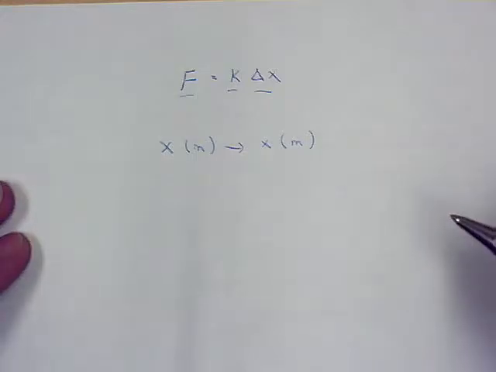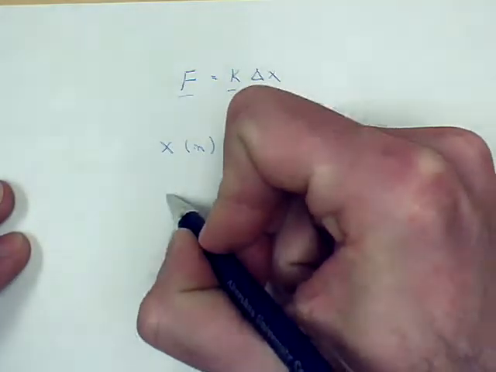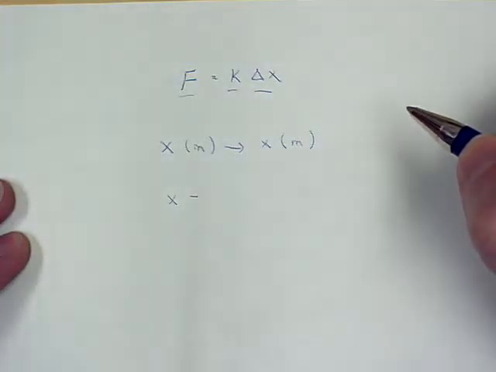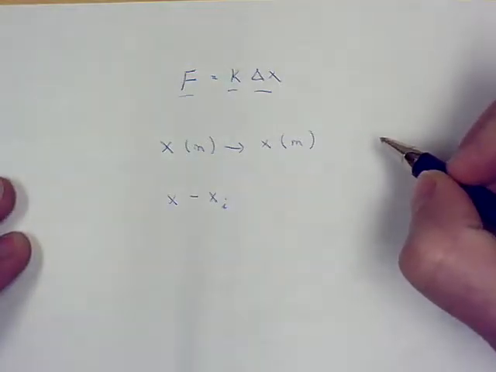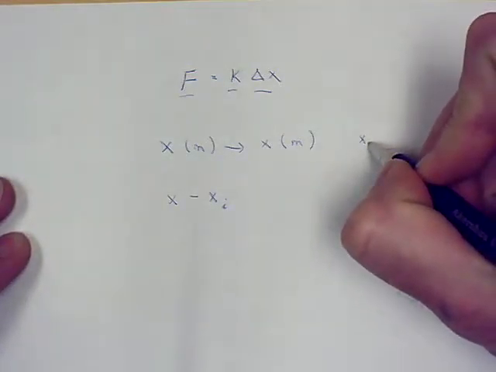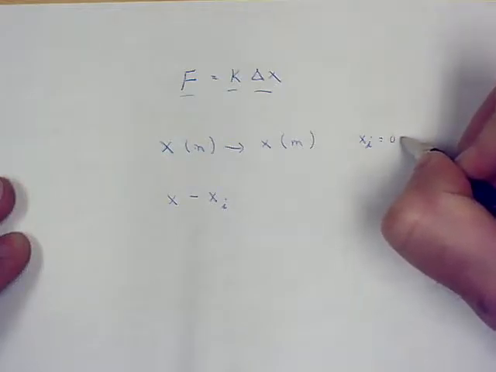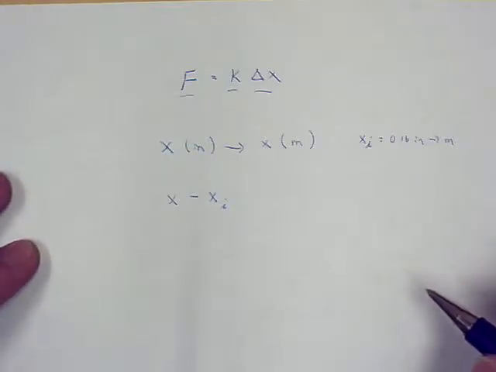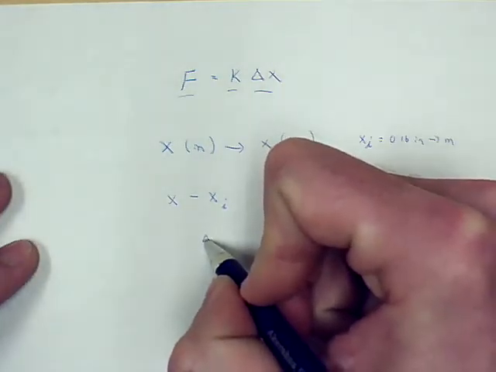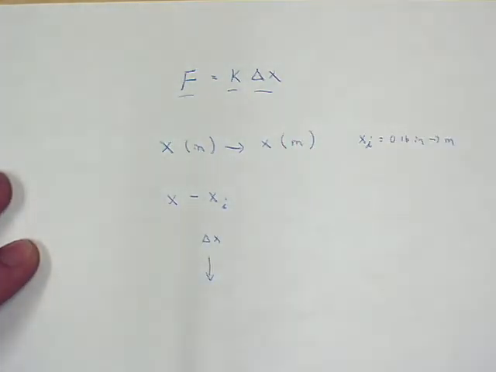So we take these new values of x and subtract our initial length, which I'll call xi. What you'll see in the document is that xi is equal to 0.16 inches, so don't forget to convert this to meters as well. We can then determine our three changes in length, and you should get these new change in length values. So now we have our change in length.